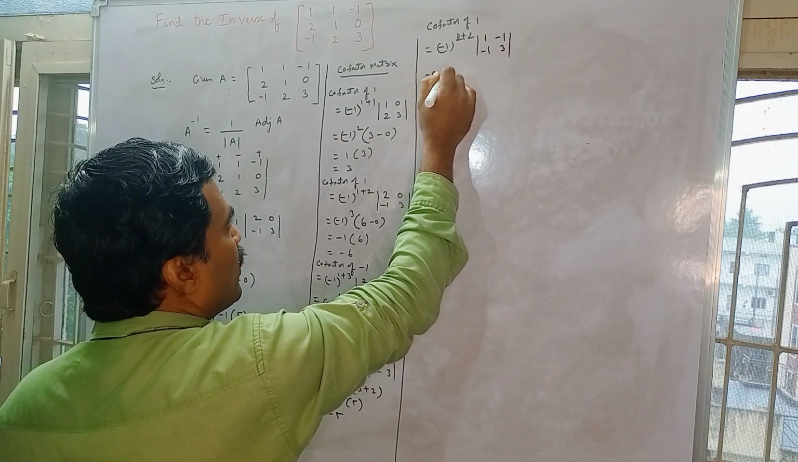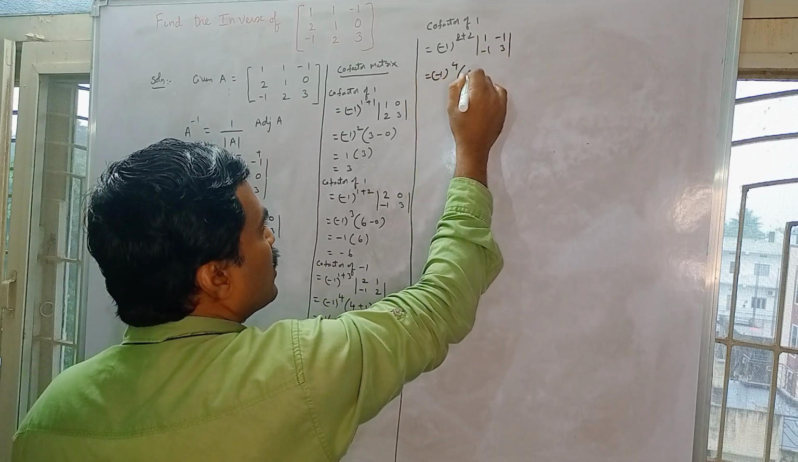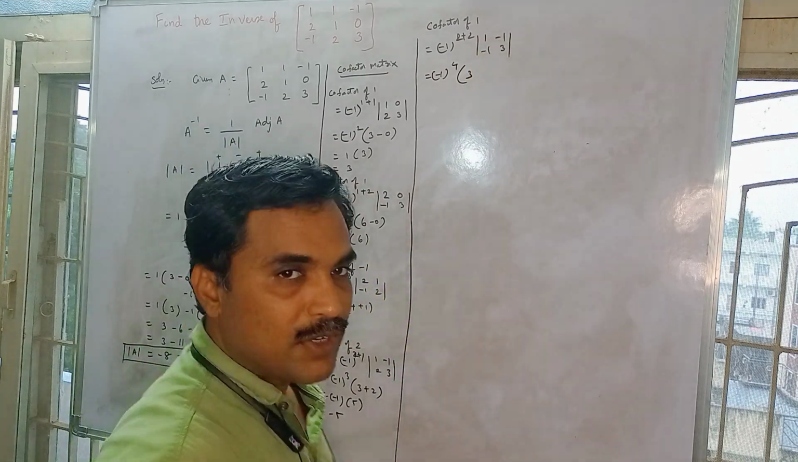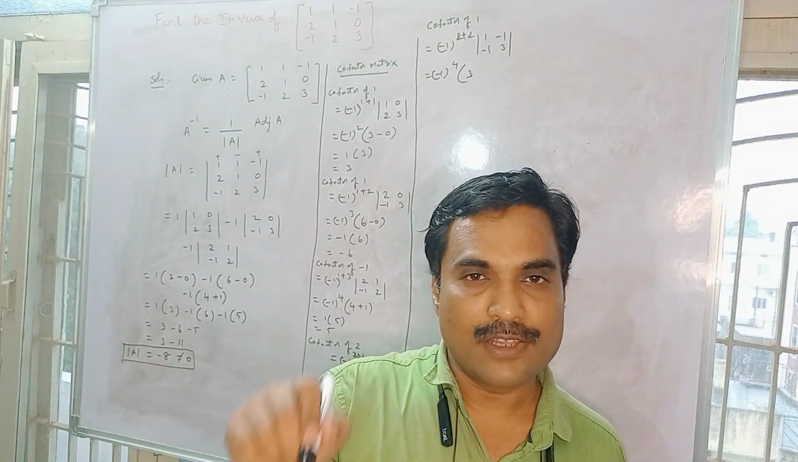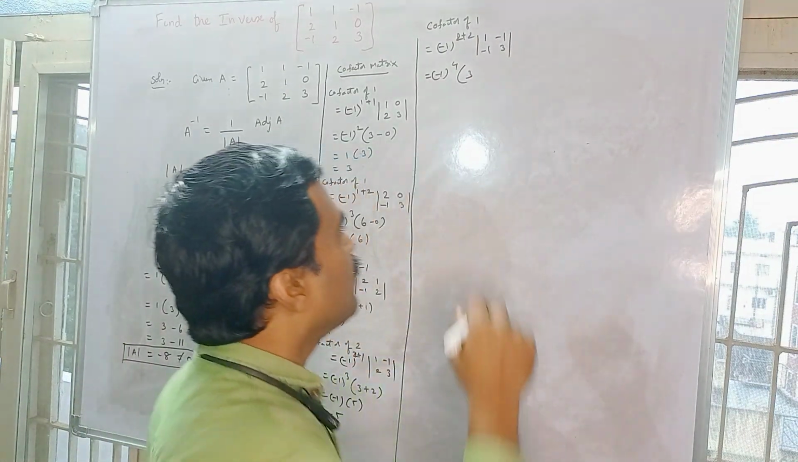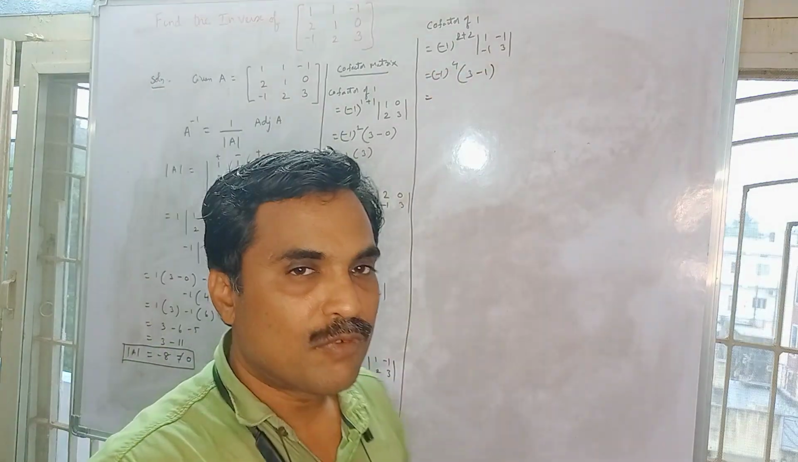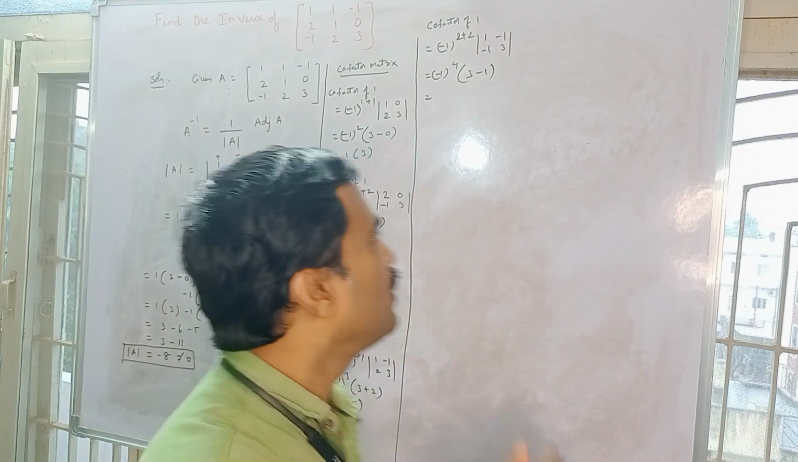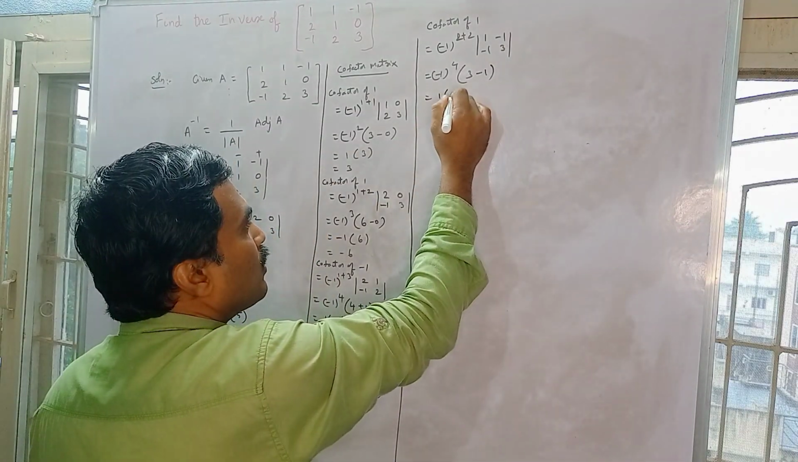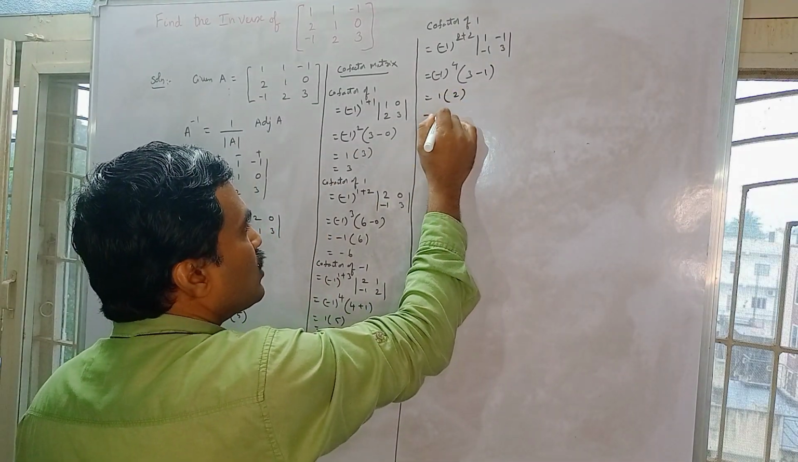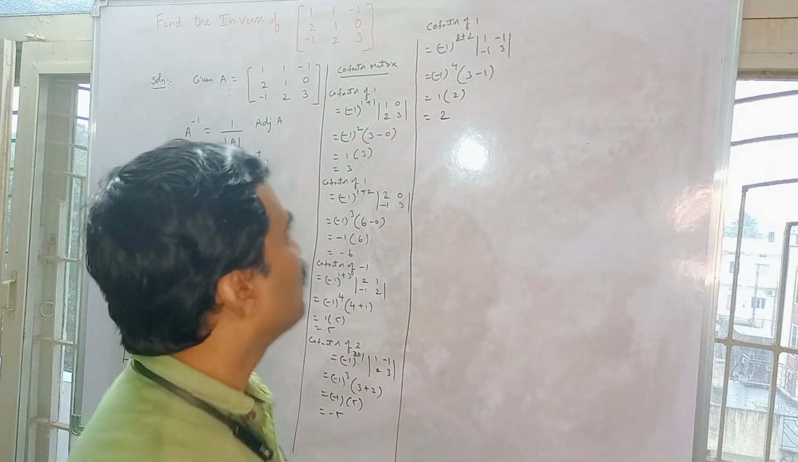So (-1) power 4. Now 1 times 3 is 3. Now -1 times -1 is plus 1, because there is already another minus, so it will be minus. So minus 1. Now (-1) power 4, 4 is an even number, so we'll get plus 1. So 1 times 3 minus 1 is 2. So we'll get 2. Now the cofactor of 1 is 2.